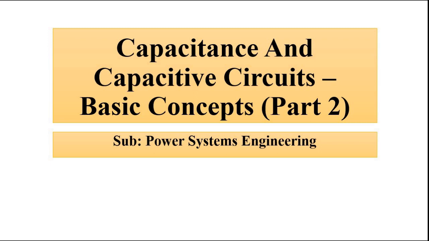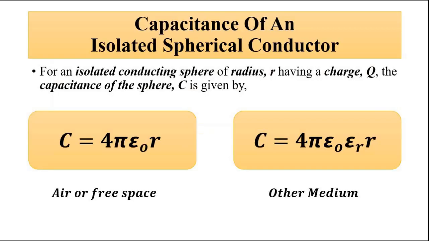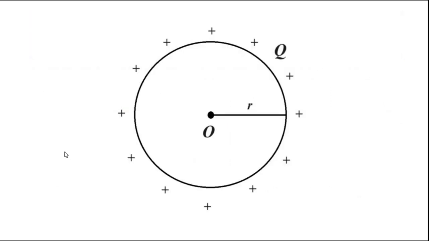So we'll continue our discussion related to capacitance and capacitive circuits. The next topic is the capacitance of an isolated spherical conductor. Let's say we have a conducting sphere of radius r carrying a positive charge q in isolation, an isolated positively charged spherical conductor of radius r.